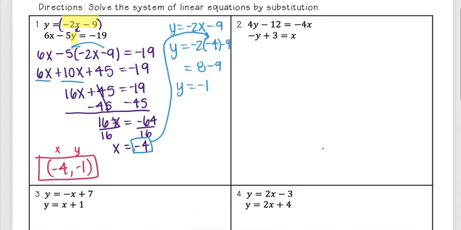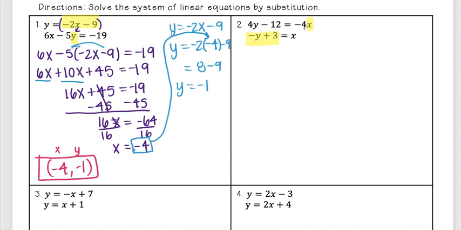Okay, let's go ahead and try that again. So here I have x is already isolated. I have x by itself over here. And so I know that x is equal to negative y plus 3. So looking at my top equation, that means I can replace this x with this negative y plus 3.